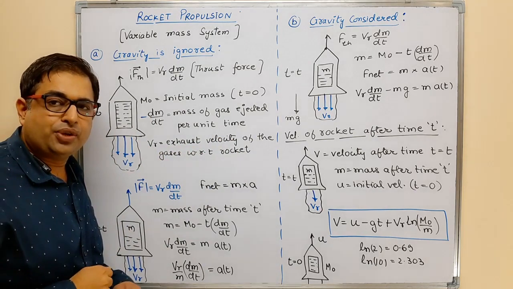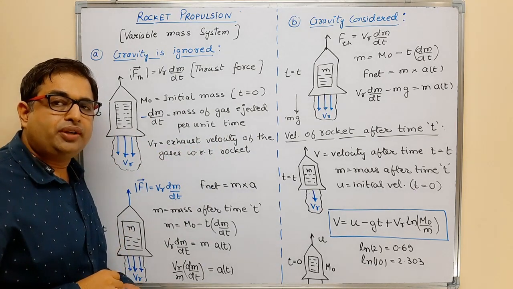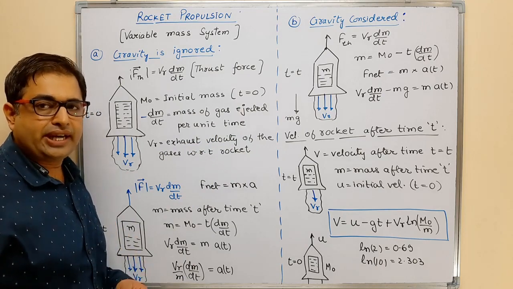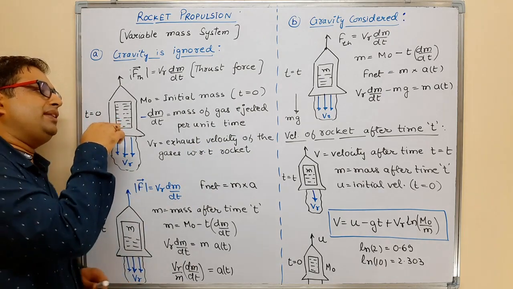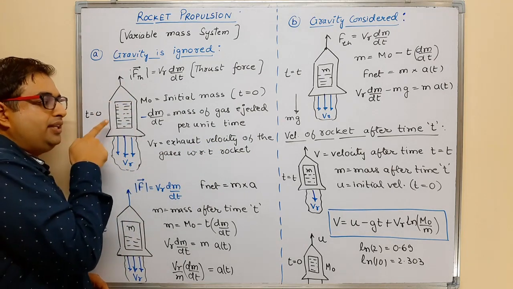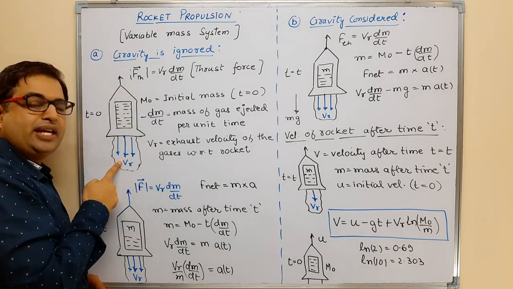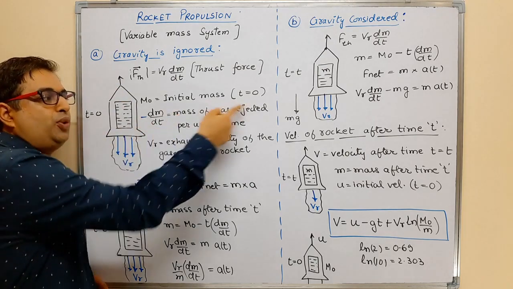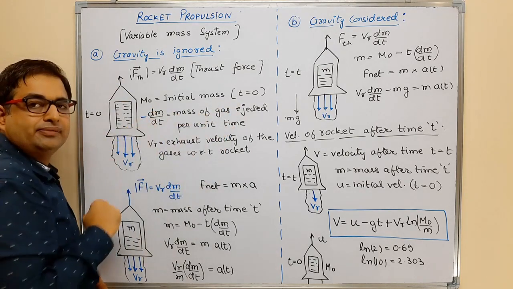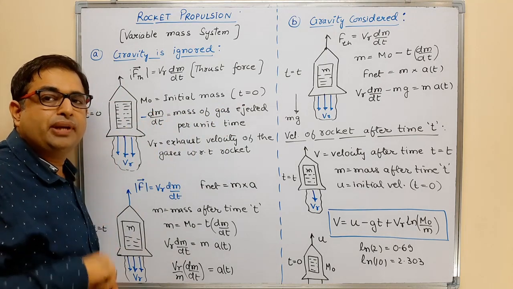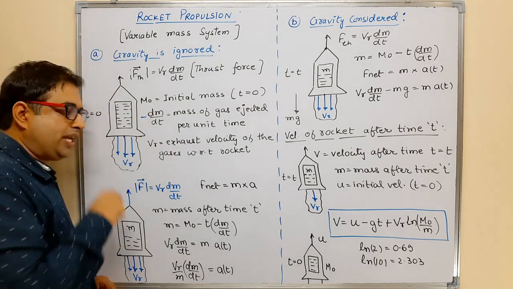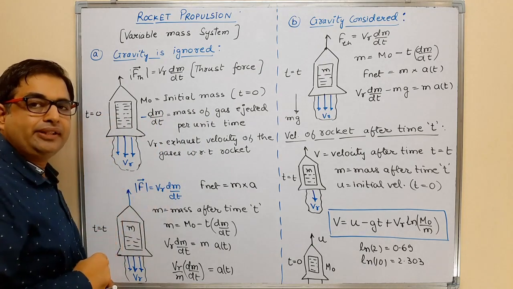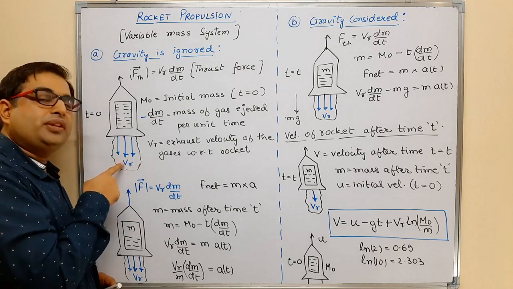Means relative velocity. Here the rocket is based on Newton's third law, action and reaction. What is action? The force applied by the rocket on the gases. The rocket is pushing the gases in downward direction with velocity Vr, and the mass coming out per second is dm by dt. Because it is exactly similar to the water jet case, the force acting on the gases by the rocket is Vr dm by dt. That is the action acting on the gases.